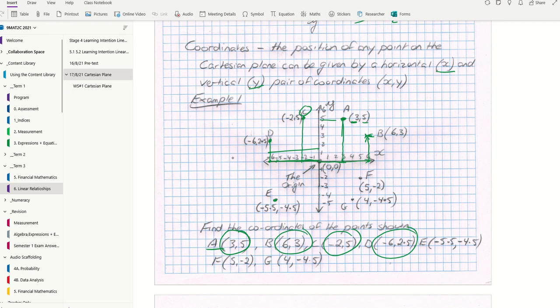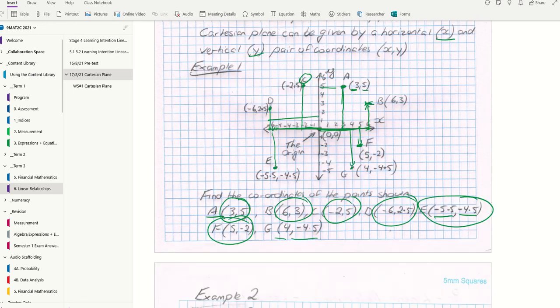I've come across about 5.5, and I've come down 4.5. So E is minus 5.5, minus 4.5. Looking for F here, come across first positive 5, down 2, which is negative: 5, minus 2. And finally G. I've come across my x-axis by 4, and I've come down 4.5, so 4 across positive, minus 4 negative.